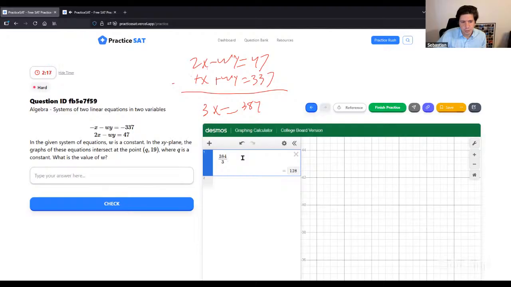It's going to be 128. What is the value of W? Okay. So we plug in 19. So then we have what Y is, we have what X is, so let's find it. We're going to do, let me type this up.